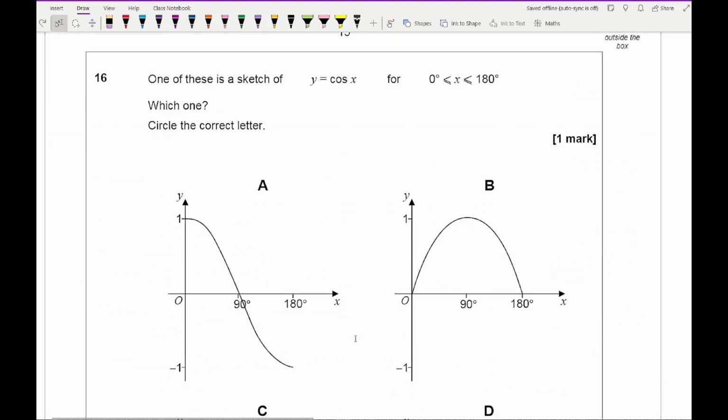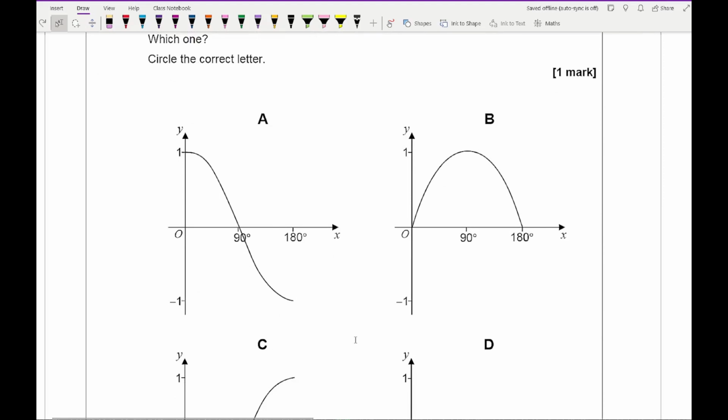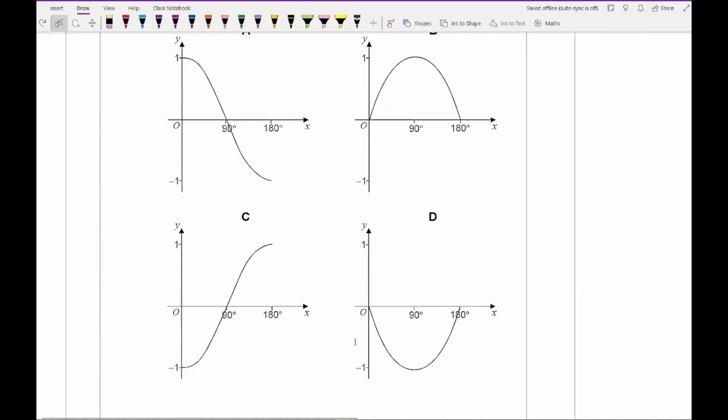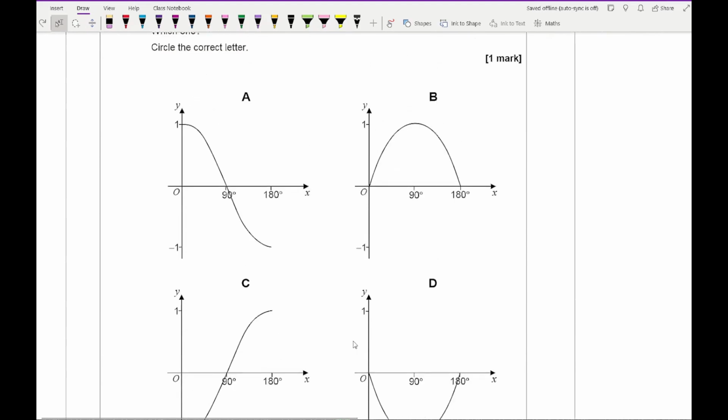Moving on to question 16, it says one of these is a sketch of y equals cos x. Which one is it? So for this, if I just zoom out so we can see all the graphs on there. So we're looking for cos x, and knowing your knowledge of the trig graphs, the answer is A.